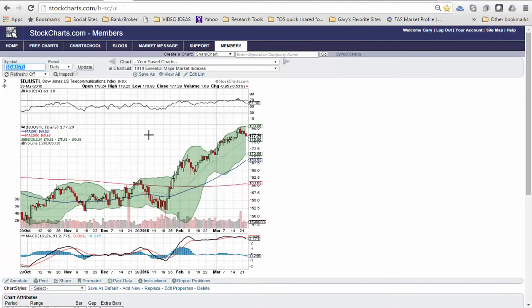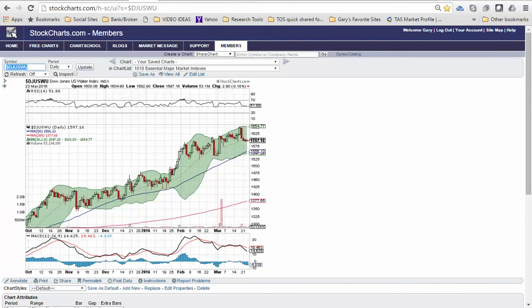You're not really a negative divergence. You did put in a higher high here, but telecom looks like it's a little bit weak, especially with Apple going into their blockout period, that might actually impact your telecoms. This one is a negative divergence. That's your water utilities.